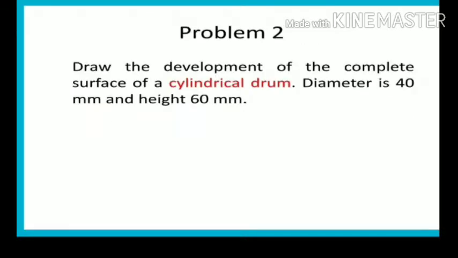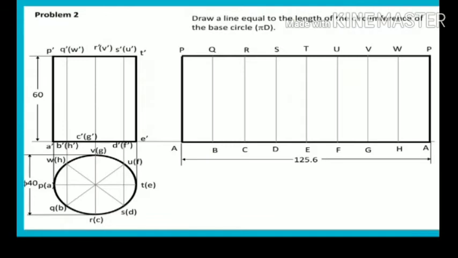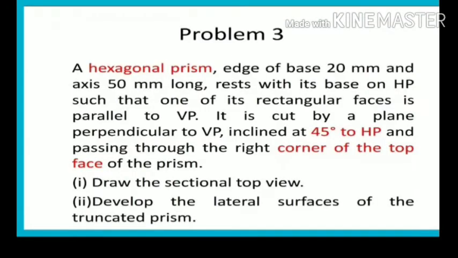Now the second problem is on the cylinder drum, a simple problem having diameter 40 mm and height 60 mm. Now first we have drawn the top view, that is circle, front view, that is rectangle, and here the length of the development is 125.6, that is pi d, that is the circumference of the top view, that is the perimeter of the top circle, and height is equal to the height of the front view. Here the naming for the top face and bottom face are shown, which we already studied in the 2I.